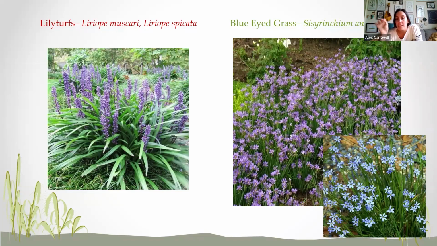I love blue-eyed grass, Sisyrinchium. There's a few different cultivars and varieties out there. These are good for full sun. They can also grow in the shade. They're going to have a heavier flower set in full sun, but you still get that color in the shade as well. But these are beautiful purple flowers. They don't have the cool structure necessarily like the Liriope, but also give that grass-like texture. So it's still a really good border plant, or you can plant them en masse.